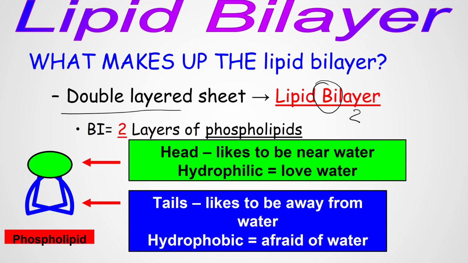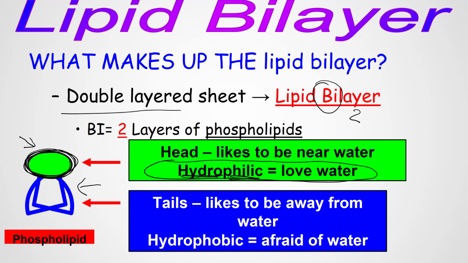Okay. Now, if we look at just one phospholipid, there's two sections of a phospholipid. There is the top head portion here that we're looking at. Okay, this portion of the phospholipid likes to be near water, which we refer to as being hydrophilic. Okay, hydro or hydra usually means water. Okay, philic means loving. So hydrophilic loves water. So this head portion of the lipid really likes to be near water. Now, the second half of the phospholipid, there's two tails that come off of the head.